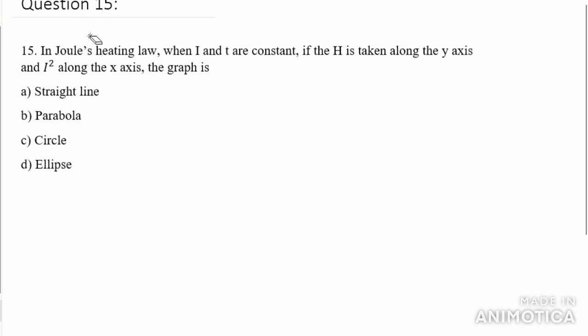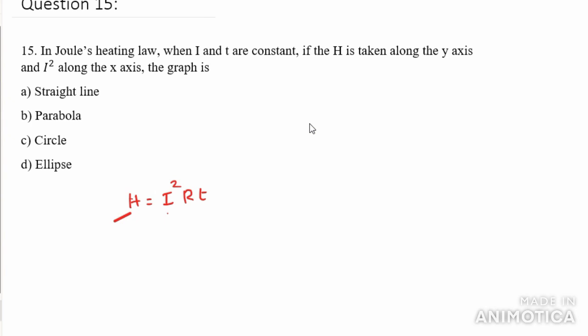Question number 15. In Joule's heating law, when I and T are constant, and if H is taken along the y-axis and I square along the x-axis, the graph is. So, as per Joule's heating law, H is equal to I square R into T, where H is the amount of heat generated when current flows through a circuit, I is the current, R is resistance, and T is the time of flow of current.